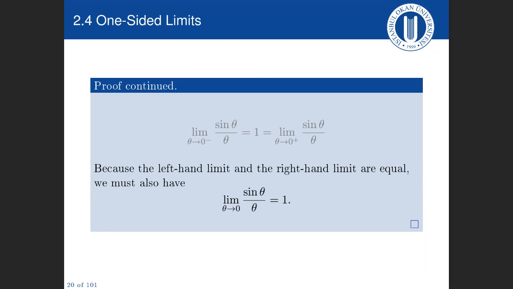Because the left-hand limit and the right-hand limit both exist and are the same, that means the limit as theta tends to 0 of sine theta over theta is equal to 1. Remember this limit, we're going to need this limit later in the course.